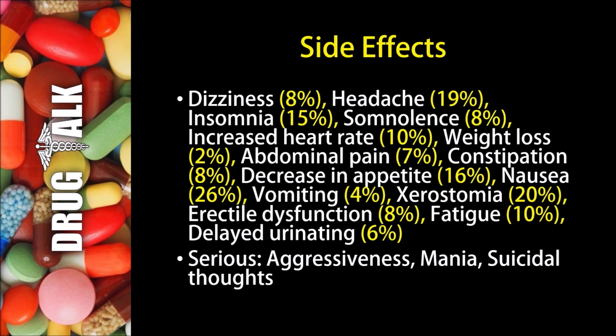Vomiting may happen in 4% of patients. Xerostomia, or dry mouth, may happen 20% of the time, and about 8% of patients may experience erectile dysfunction. 10% may experience fatigue, and 6% may experience a delay when they begin to urinate. The more serious but rare side effects would be aggressiveness, mania, or suicidal thoughts.